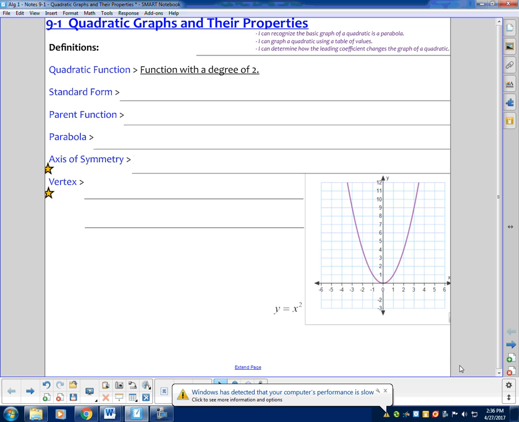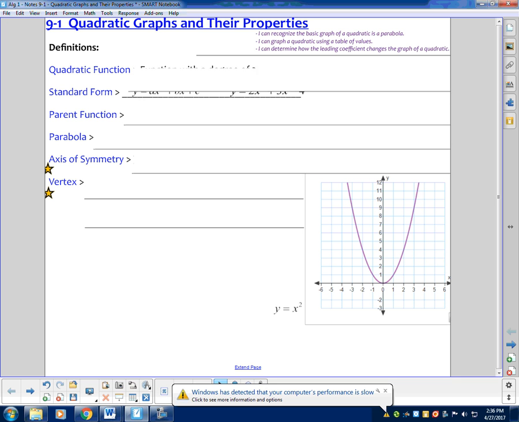Okay, so standard form is y equals ax squared plus bx plus c. Does this look kind of like what we've been working with lately? It has an x squared, an x, and a number. What's it called when it has all three? It has 3 terms.